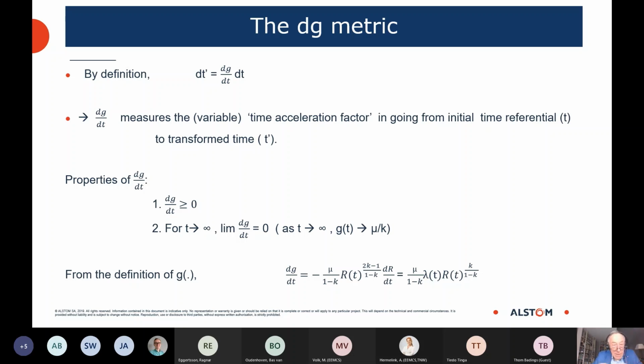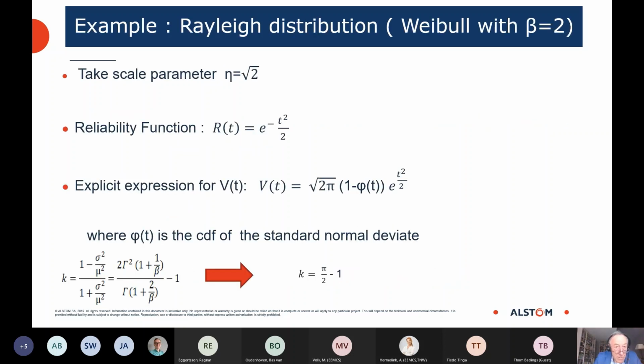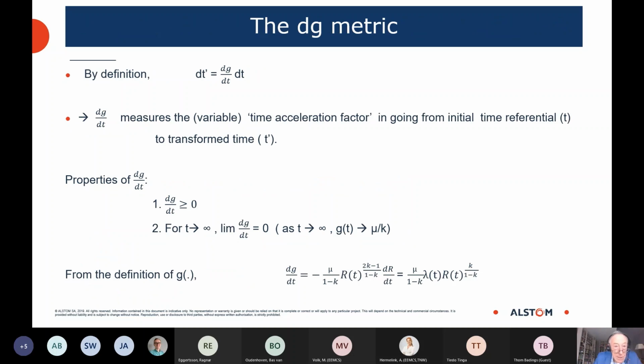If we look at the dg metric, yeah, there was another one that maybe was hidden, but no problem. If you look at the basically dt prime in the image space, it's dg over dt times dt, of course. So dg over dt is the variable time acceleration factor when we go from the initial time referential to the transformed time. So we can call this a metric.